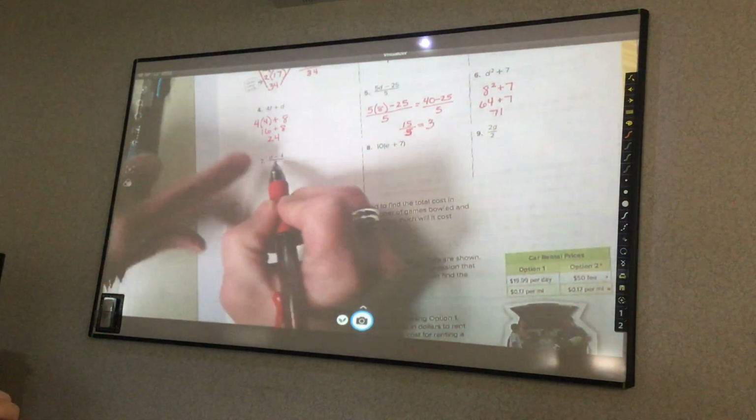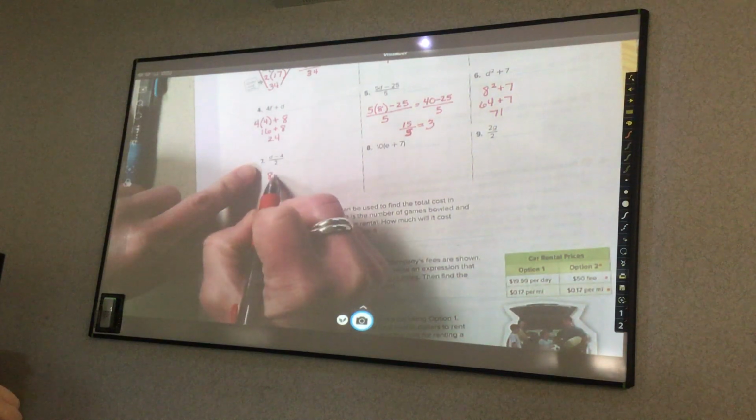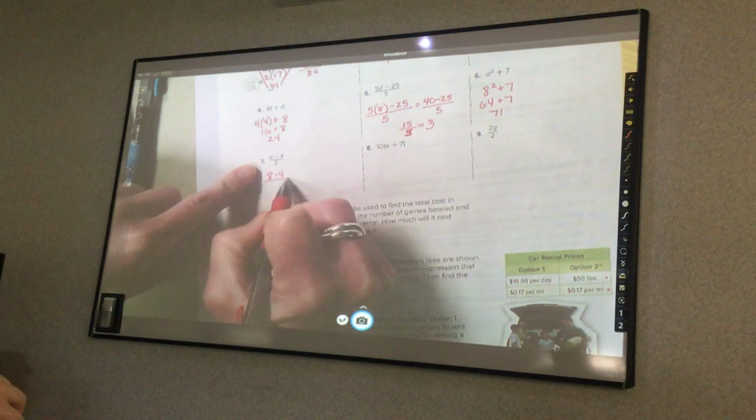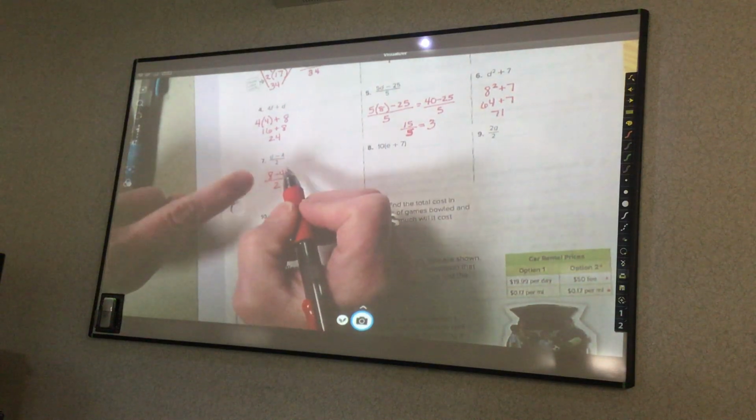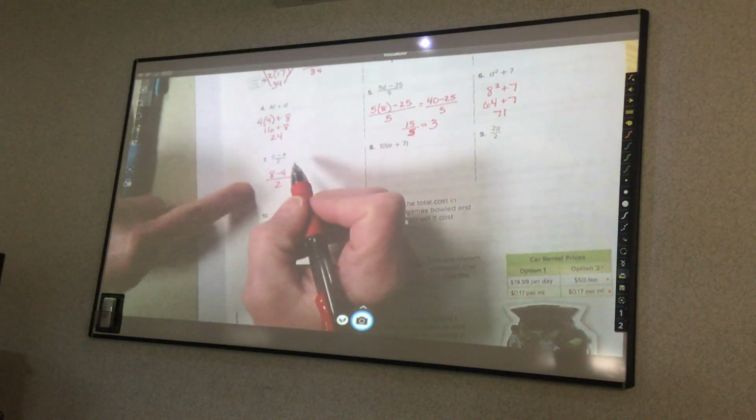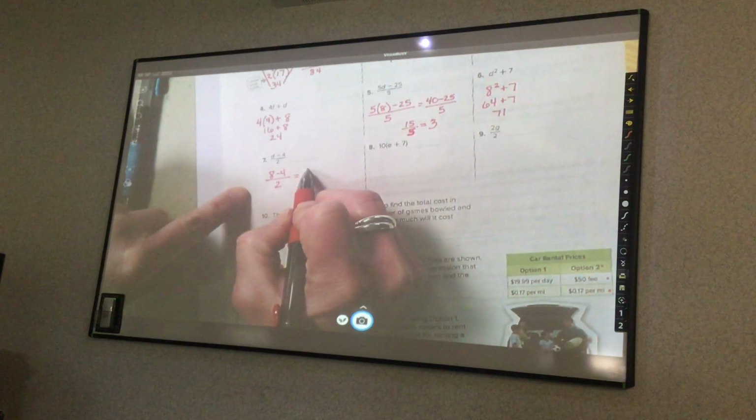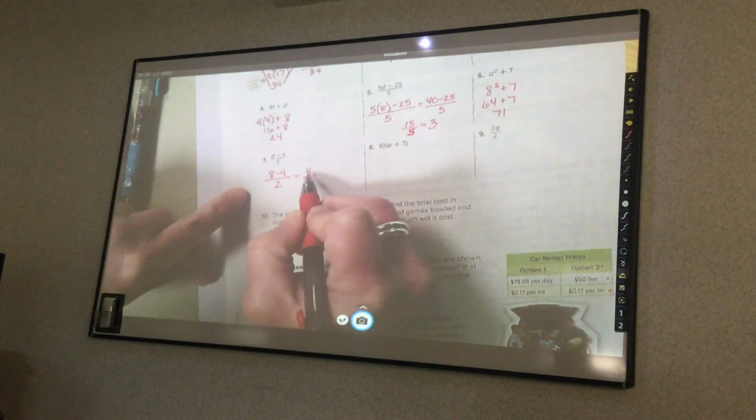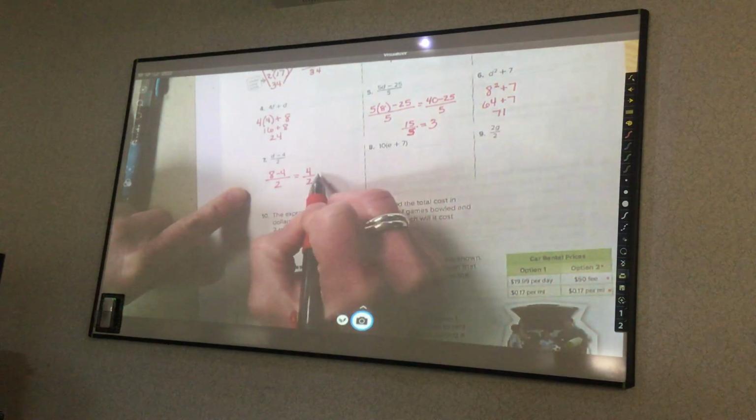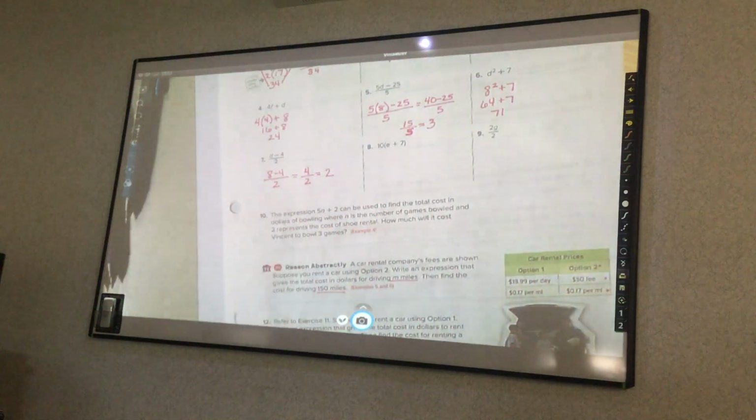D minus 4 over 2. D is 8 minus 4 over 2. Do not do that in your head. I want to see the step, because it's going to get harder. So then I do 8 minus 4 is 4. And I'm showing 4 over 2. And then 4 over 2 is 4 divided by 2, which is 2. You have to show every step.